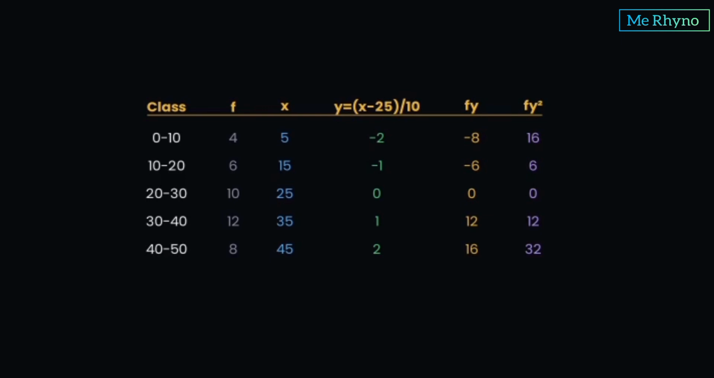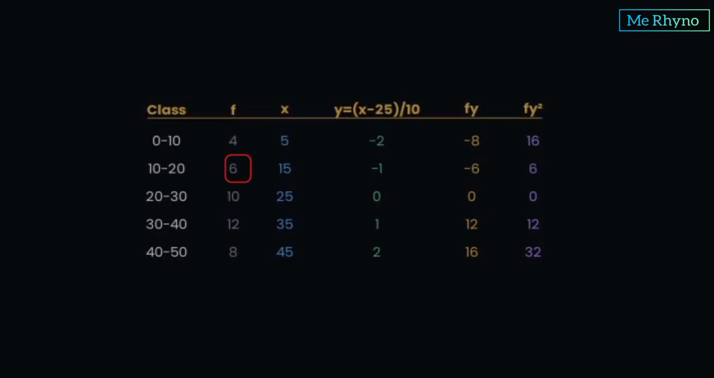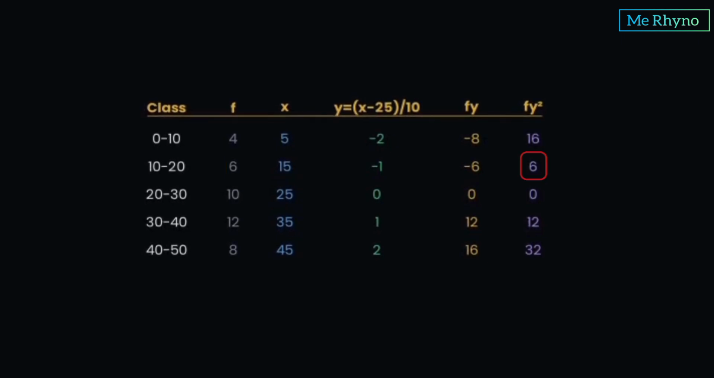Then we get fy squared. Remember, we have y, but for this case, we need to multiply with y squared. So the first thing we do, we square the value of y, then we multiply the result by the f values in the same row. For instance, negative 2 squared, that is 4. 4 multiplied by 4, that is 16. Next, it shall be negative 1 squared, that is 1. 1 multiplied by 6, that is 6. Next, it shall be 0 squared, that is 0. And 0 by 10, that is basically 0. And we do the same for the remaining two values.